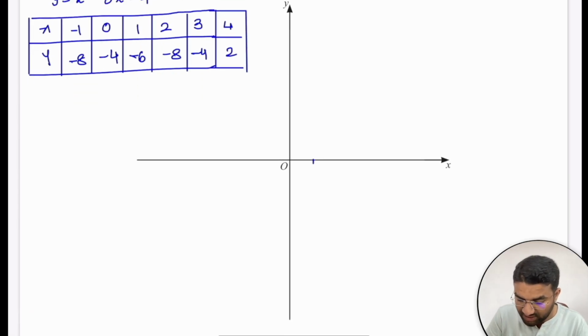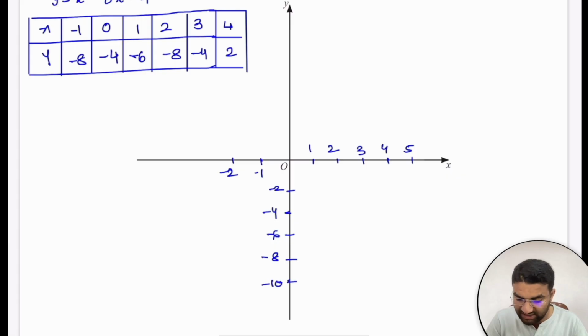On the axes, the y values are all multiples of 2, so you can take negative 2, negative 4, negative 6, negative 8 and negative 10. That's enough. Now plot the points: first negative 1 comma negative 8, then the second point, then the third point 1 comma negative 6, then 2 comma negative 8, 3 comma negative 4, and for 4 you have the value 2.